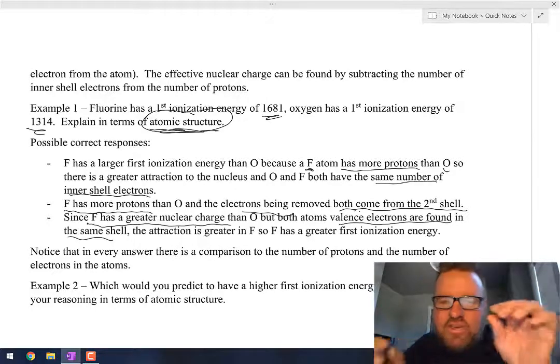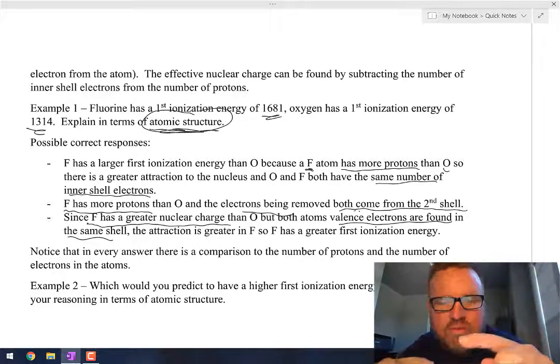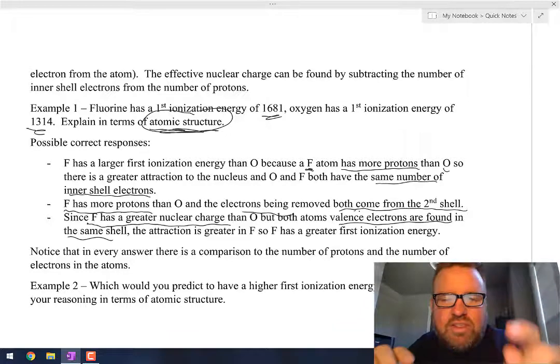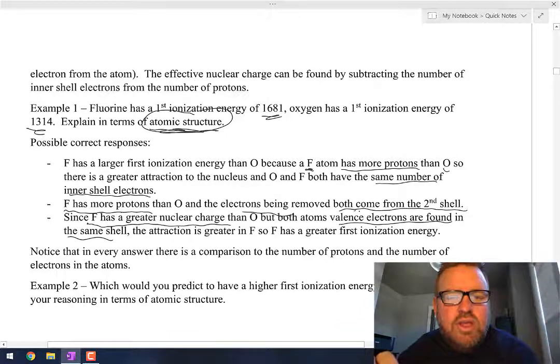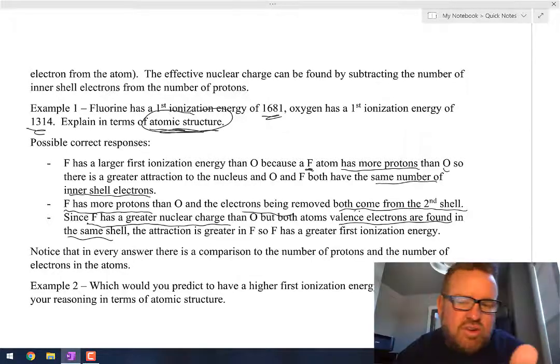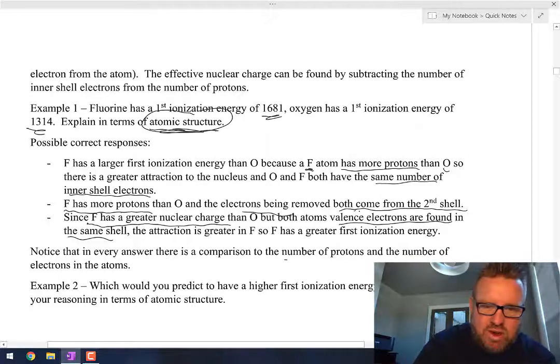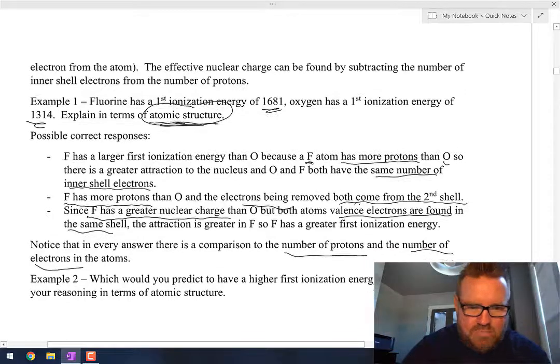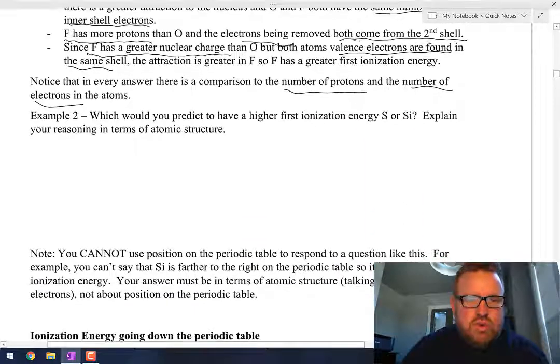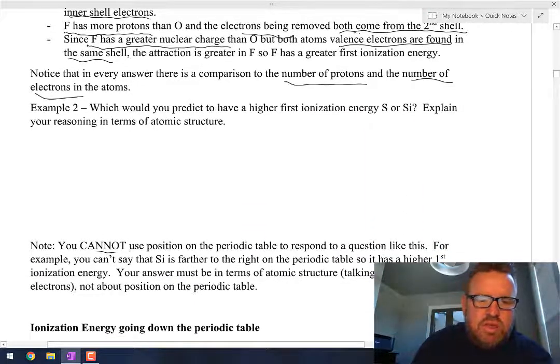Notice in every single one of them, the parts that I'm looking for have something to do with the fact that fluorine has more protons, but that either the inner shell electrons are the same, the valence electrons are found in the same shell, or the valence electrons are in the second shell. Every single answer is a comparison of the number of protons and the number of electrons in the atom. So example 2. And here's my you cannot use position on the periodic table. You can't say something's farther to the right.